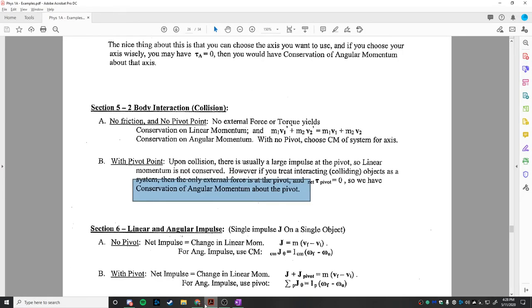Man, it's getting really cold in my house. All right. Where is it?